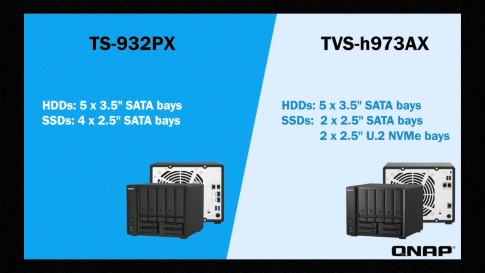Next, we can take a look over at the TS-H973AX. We can see a similar form factor. However, in this model, 2 of the 2.5-inch drive bays are the SATA drive bays as in the other, but then 2 of them are actually U.2 NVMe drives.